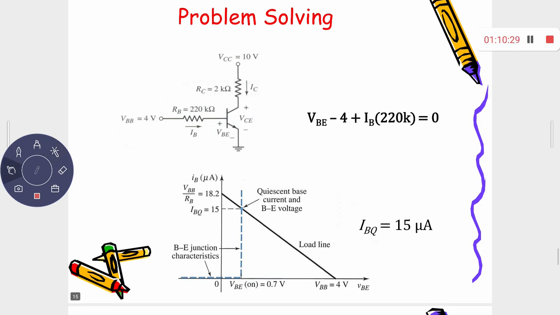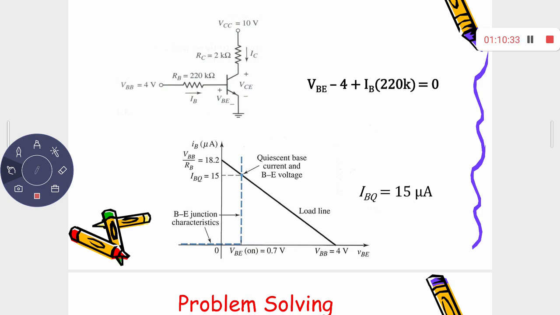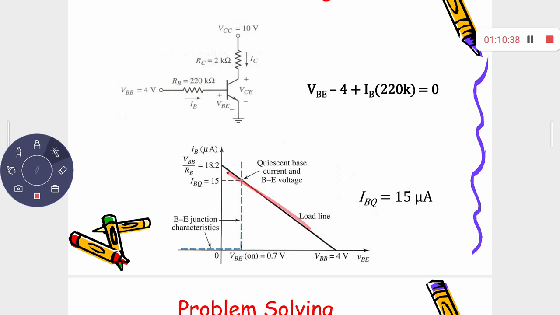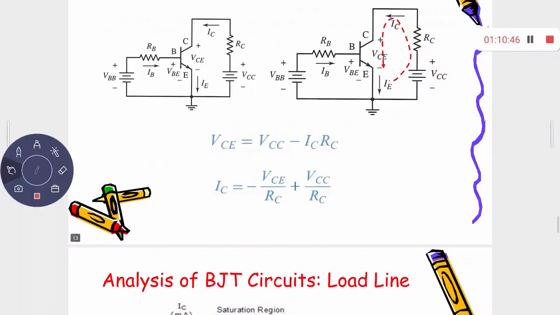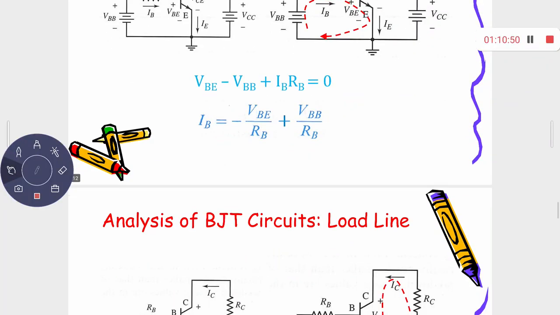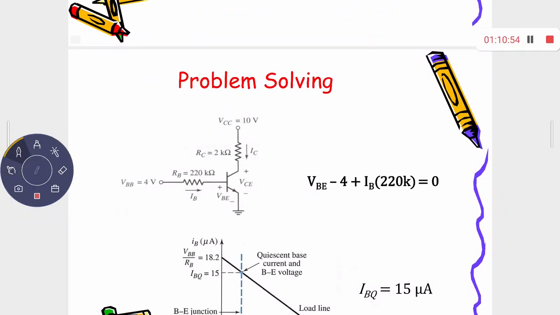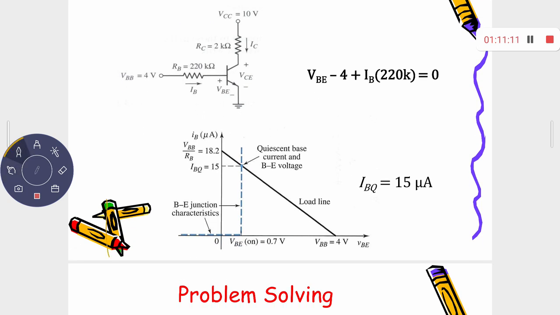Can you remember this graph? Another load line resulting from the input side. This one. IB is equal to minus VBE by RB plus VBB by RB, right? So let me write it down. So IB is equal to minus VBE by RB plus VBB by RB. Okay.